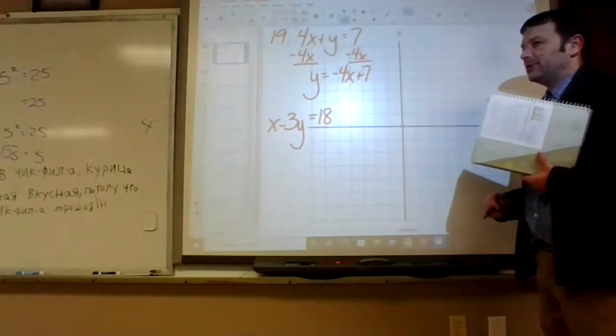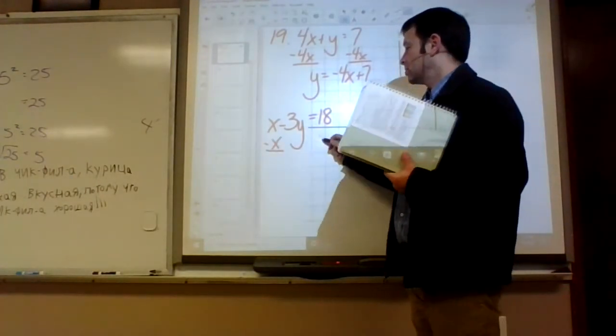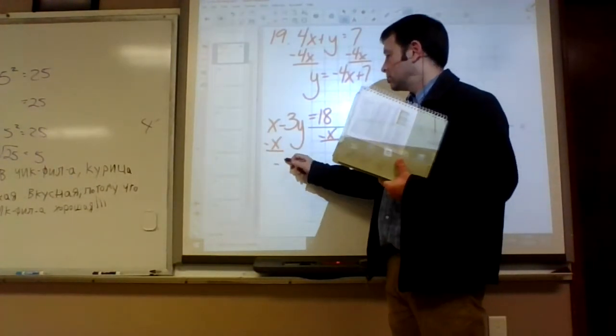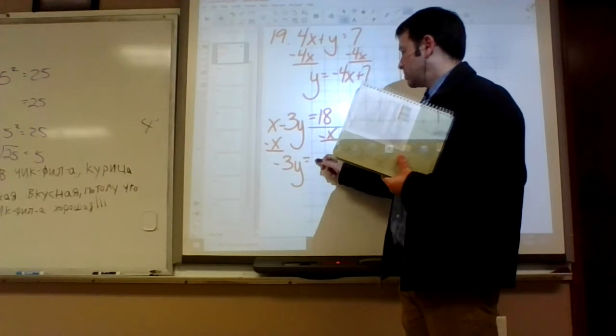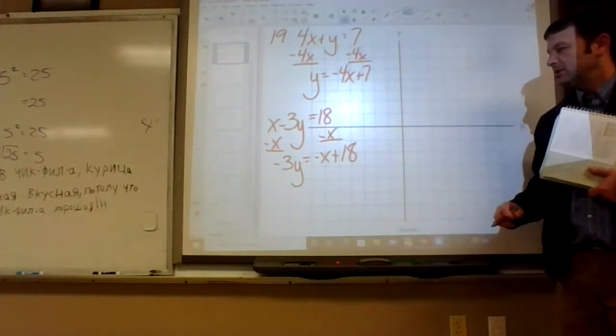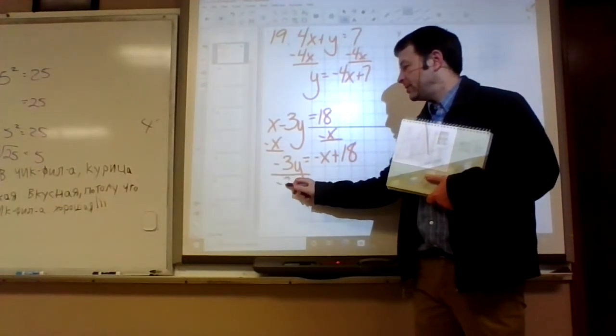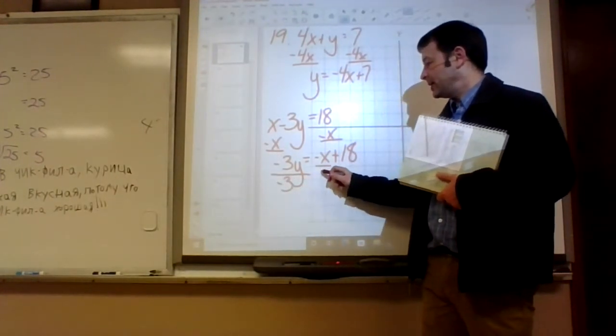Then on the other one, it's x minus 3y. This one's a little trickier, so you might want to write some stuff down. What should I do on that one? Minus x. So I'll call it minus x plus 18. Divide by negative 3. So we're still trying to get y by itself, so we've got to get rid of the negative 3.